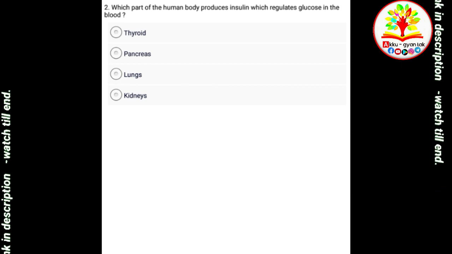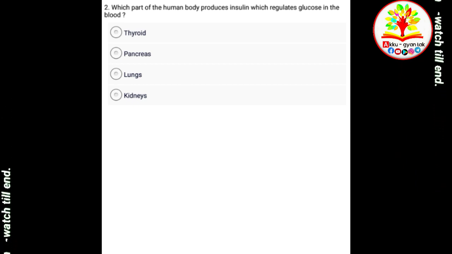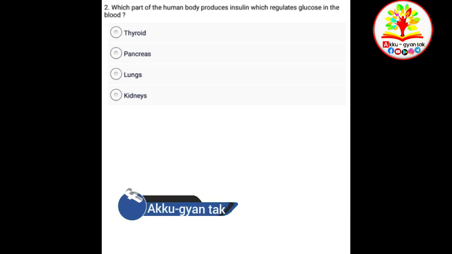Which part of the human body produces insulin which regulates glucose in the blood? A. Thyroid. B. Pancreas. C. Lungs. D. Kidneys.